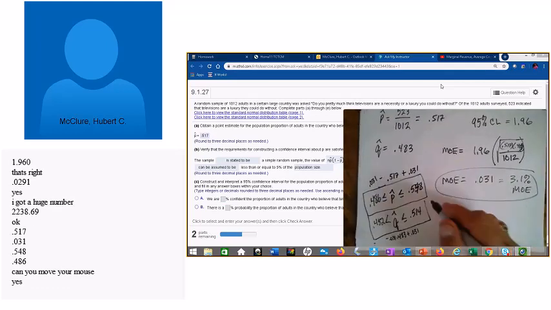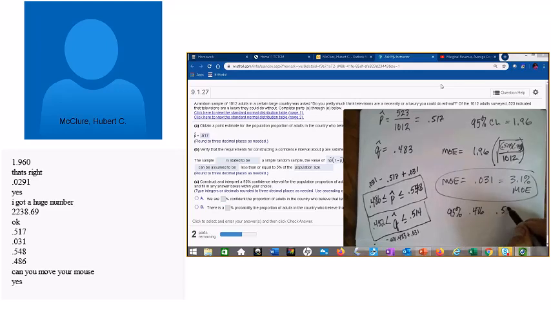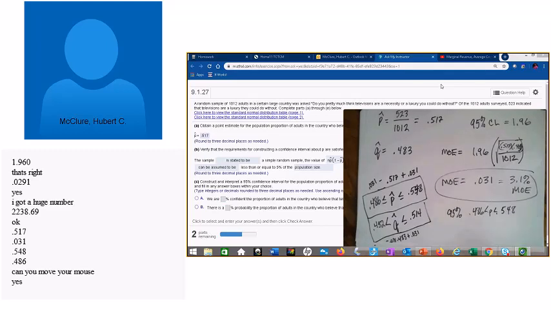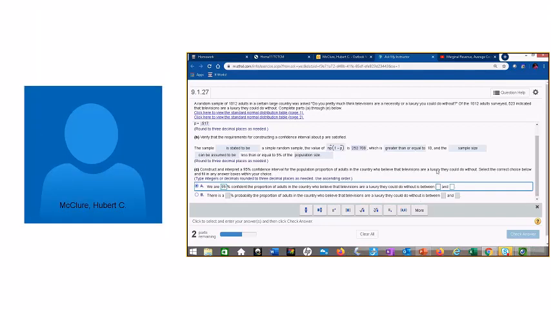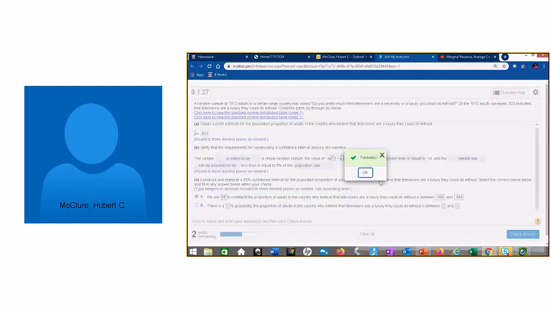Okay, so you have a 95% confidence level that you're going to fall between 0.486 and 0.548. That's the answer. So we are 95% confident that we're going to fall between 0.486 and 0.548. There we go. We finally got the percentages rounded right.